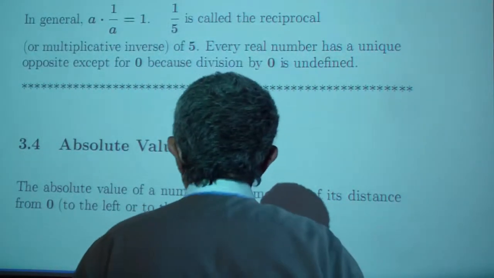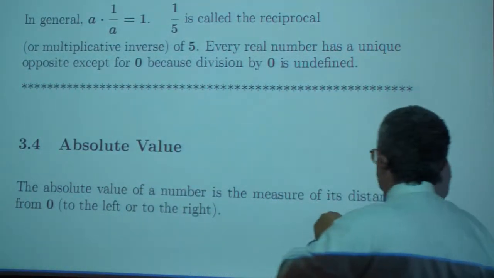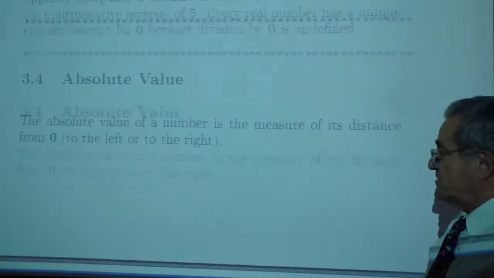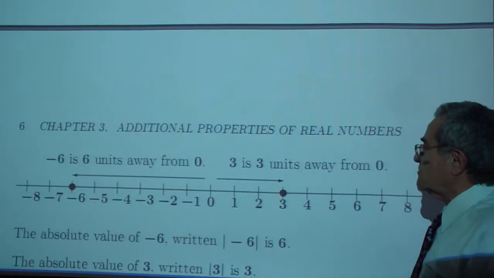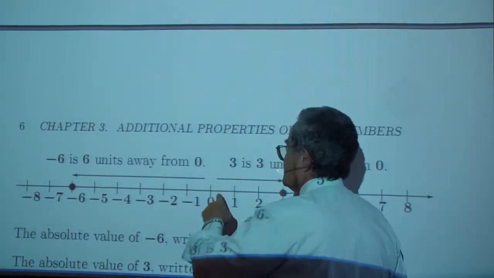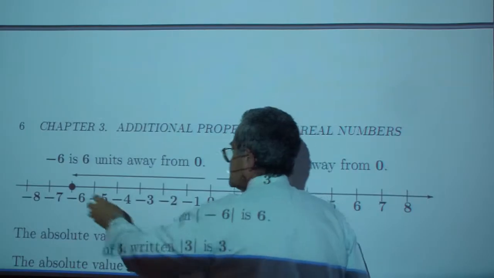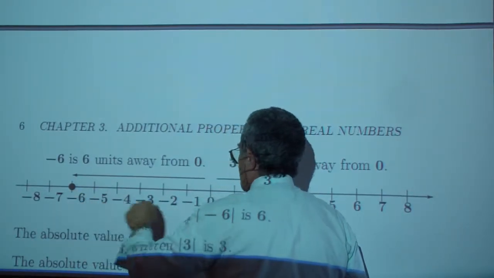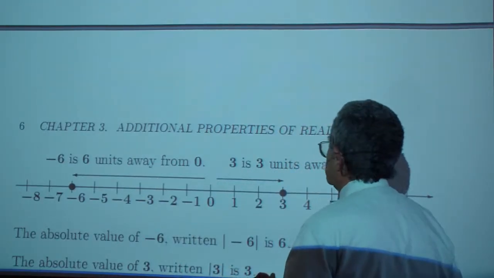Absolute value. The absolute value of a number is the measure of its distance from 0 to the left or to the right. The absolute value of -6 is 6, because -6 is 1, 2, 3, 4, 5, 6 units away from 0. Doesn't matter that it's on the left.